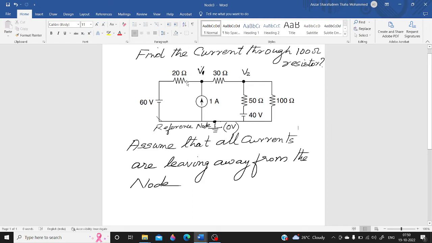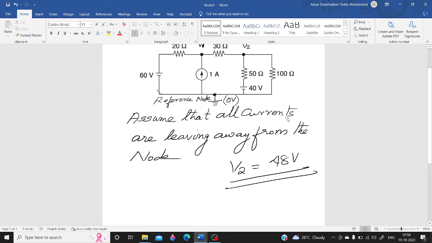If you know V1, what about this current? This current is (V1 minus 60) by 20. And V2, what about the current through the 100 ohm resistor? The current through the 100 ohm resistor is V2 divided by 100, since we have V2 equal to 48 volts. That is the value we got when solving the equations.